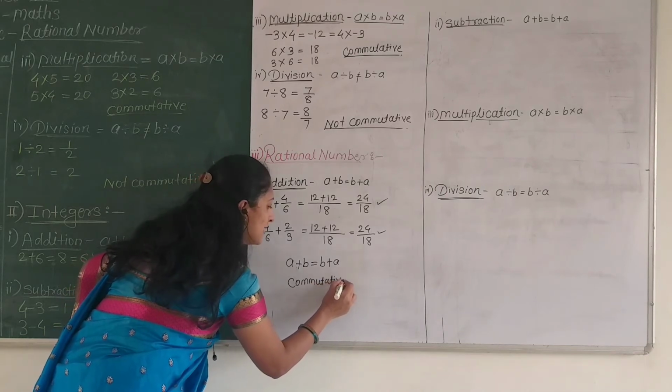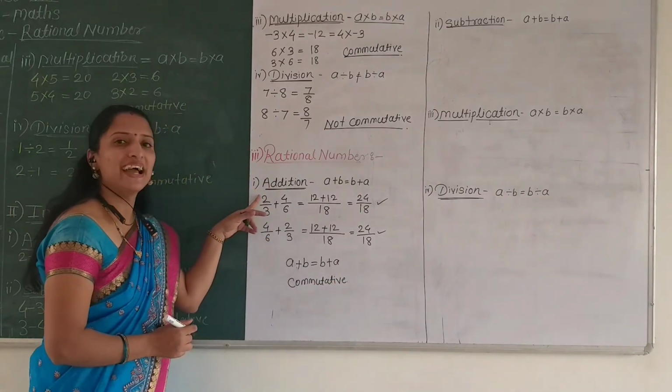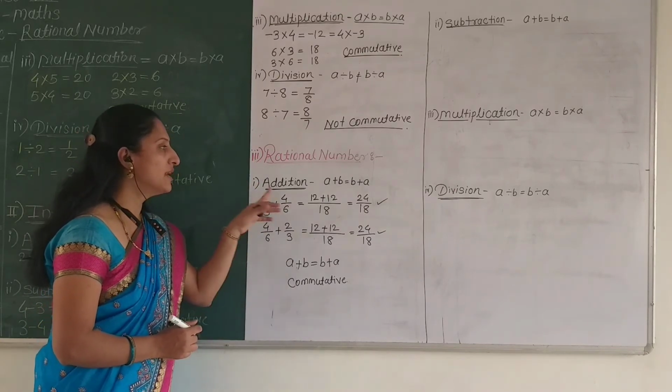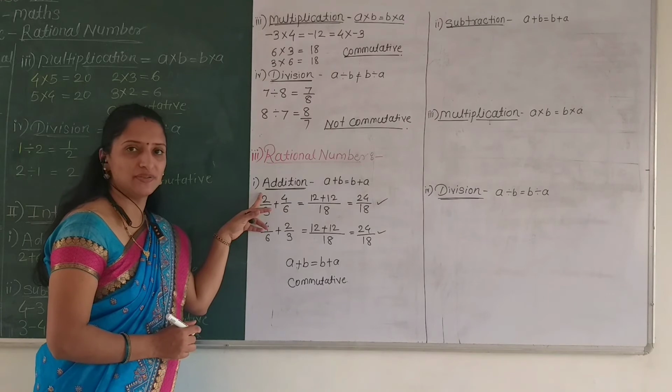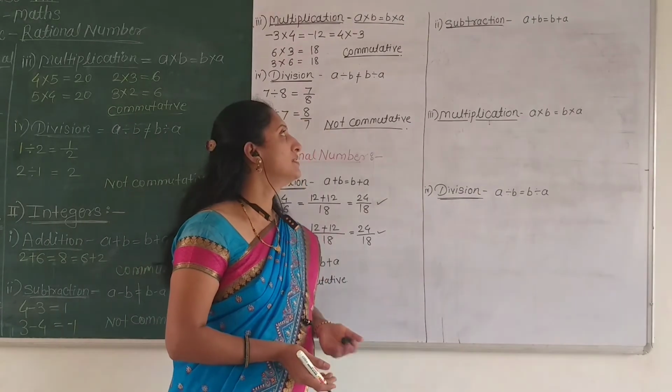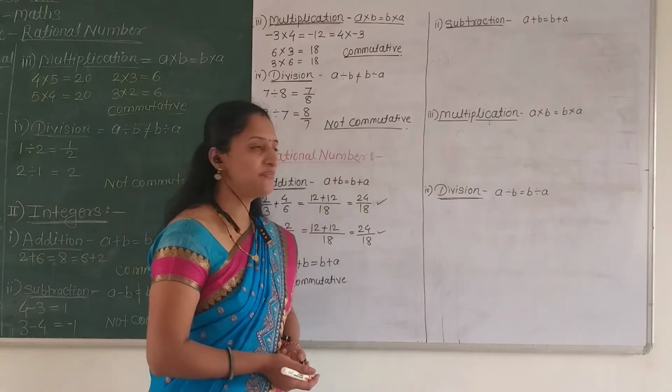Rational numbers are commutative under the operation addition. Now let us check what will happen with respect to subtraction.